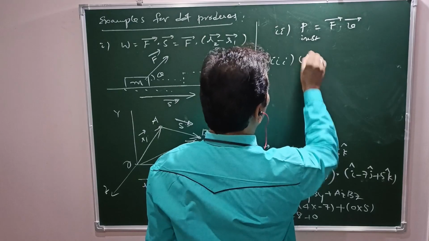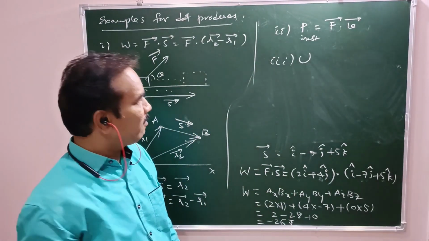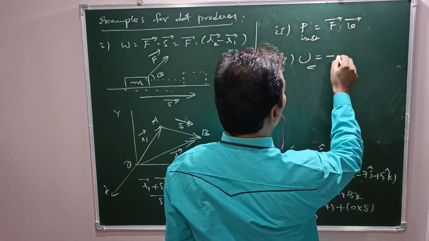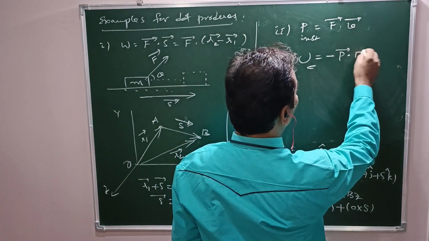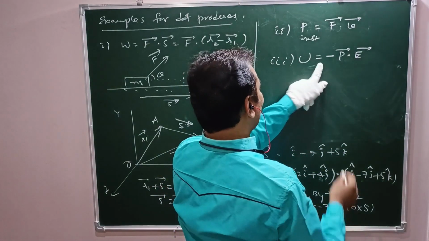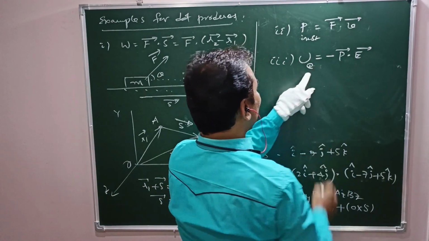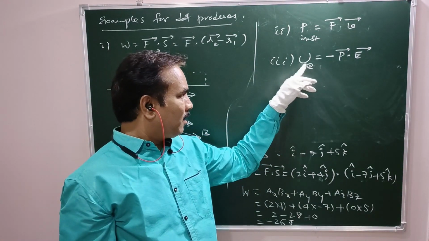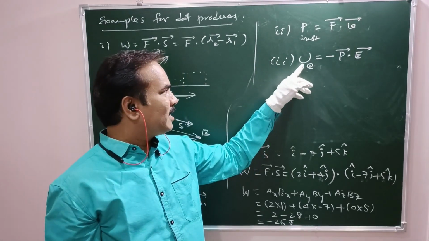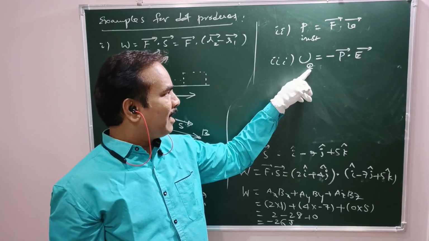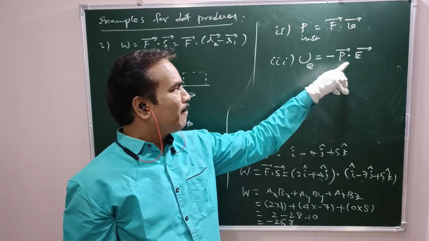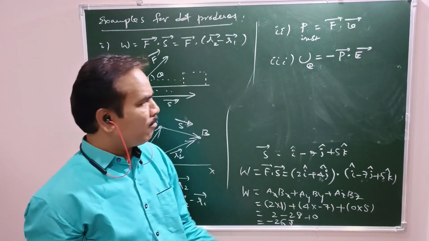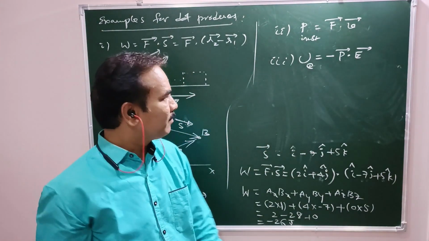Okay. Now number 3, potential energy of electric dipole, UE equal to minus P bar dot E bar. U means energy, that is potential energy. Suffix E means electrical. In electrostatics, we have one relation: potential energy of electric dipole is given by minus p bar dot e bar, where p bar is electric dipole moment and e bar is electric field.